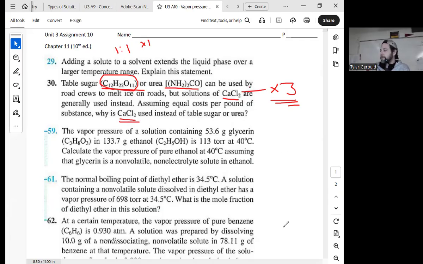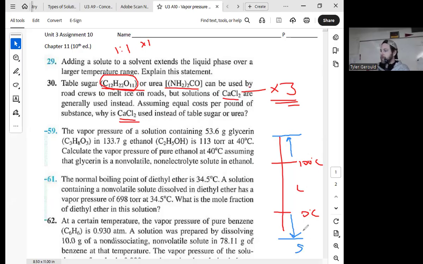And anytime you add stuff to water, you have the 100 degrees Celsius, there's your boiling point, and then you have the 0 degrees Celsius, there's your freezing point. You're extending the liquid phase. So the boiling point would increase to some higher value, so it takes longer to boil. And the freezing point decreases to some lower value in the negative Celsius. And so ice changes to water at a lower temperature.